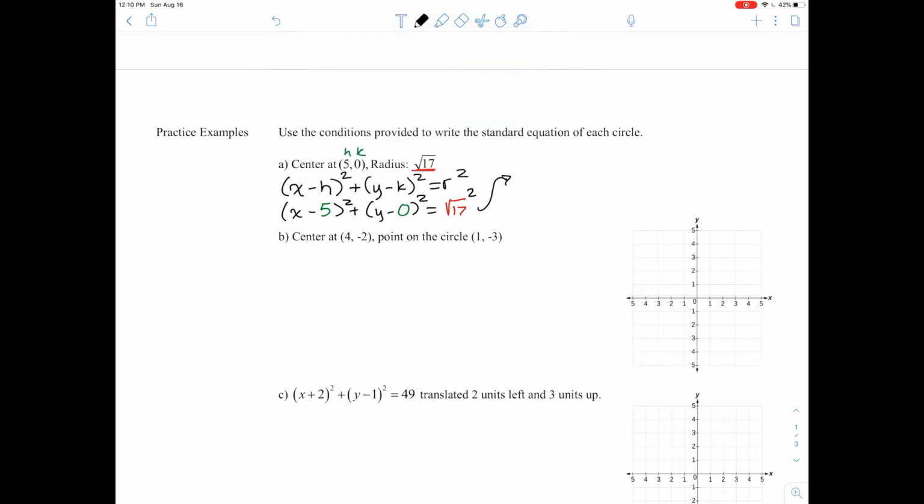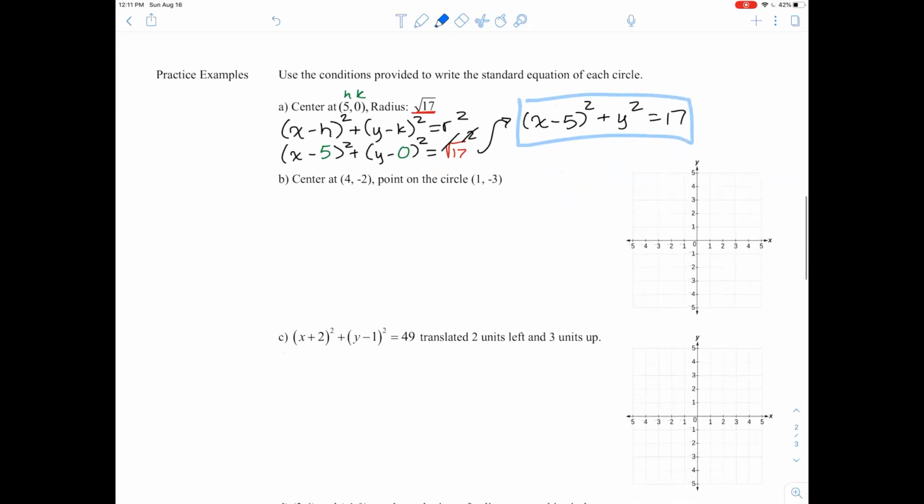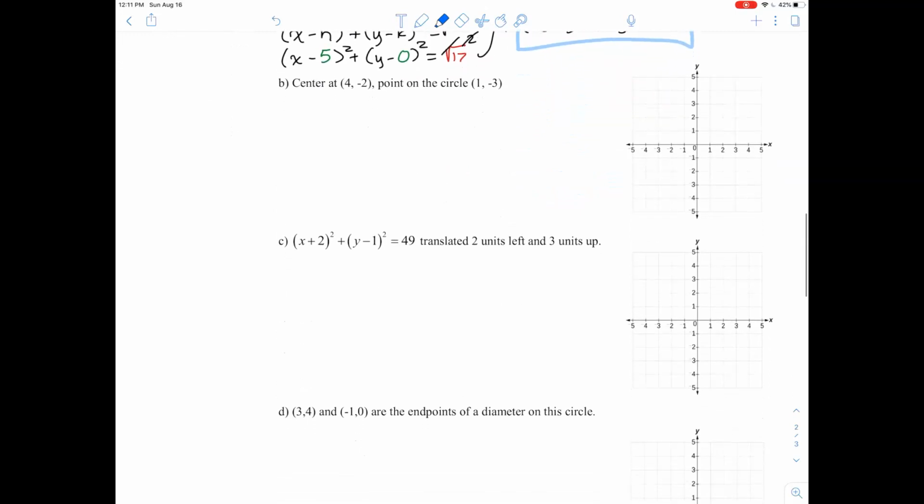So if we simplify that, that would be x minus 5 quantity squared plus y squared, because who cares about the minus 0, and the square root of 17 squared, don't forget those cancel each other out, is 17. And so there you have it. You didn't really need to do a sketch or anything to get that done. So that one's done. There's your standard equation for that circle. All right, let's look at B.